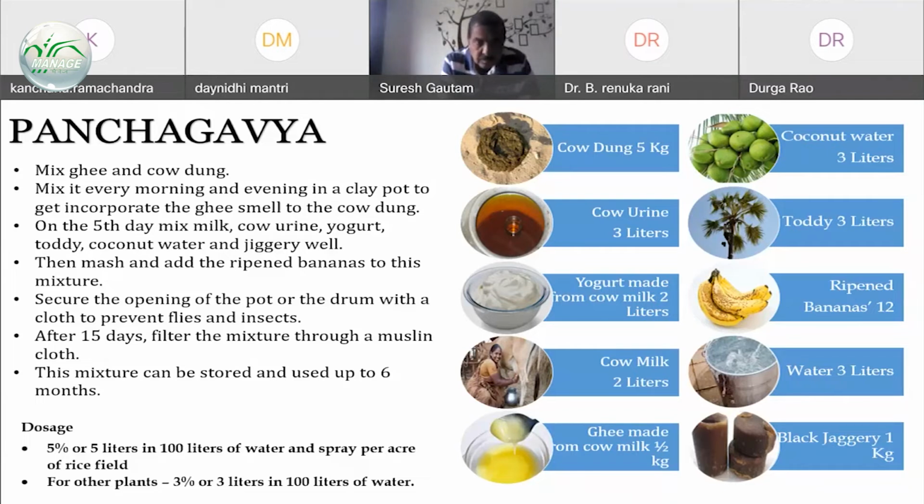Then you can take 3 to 4 liters, maximum 4 liters, in 100 liters of water. Then filter it and spray on any vegetable crops at the time of flowering. It enhances female flowers because it has gibberellic acid and indolactic acid. It's a very good natural growth promoter also. It acts as an excellent growth promoter.